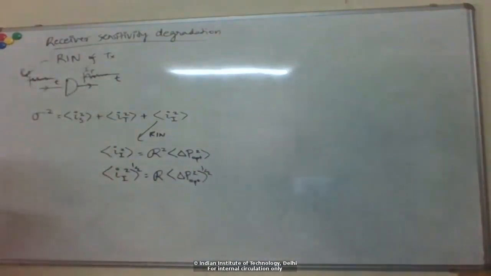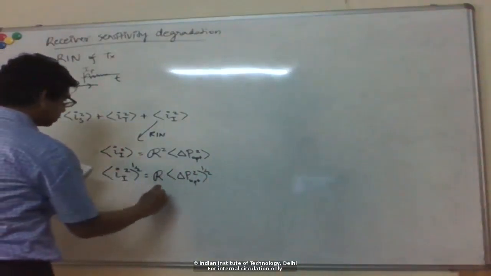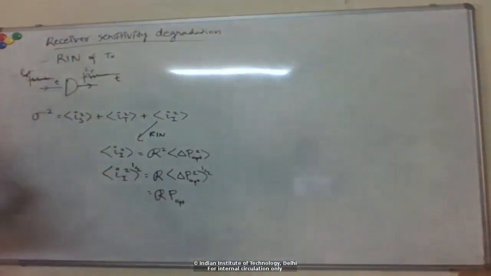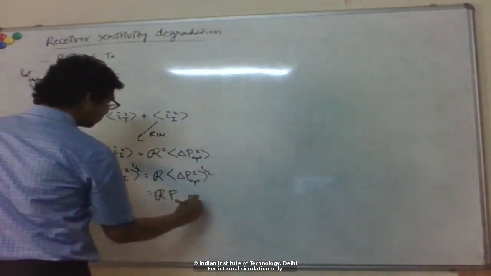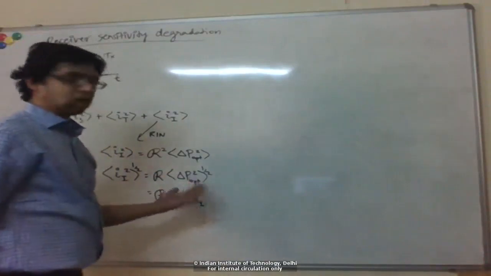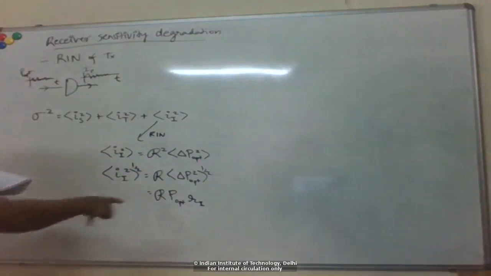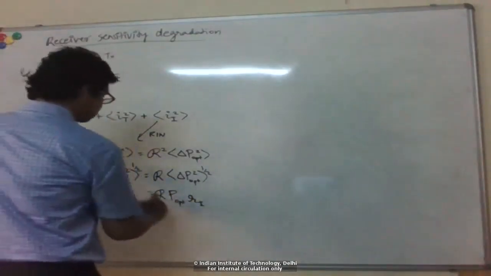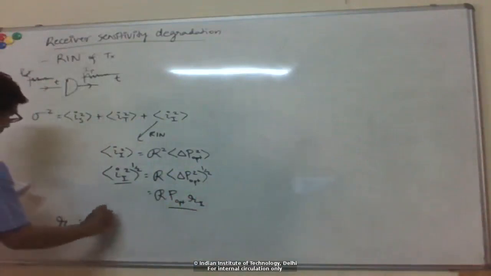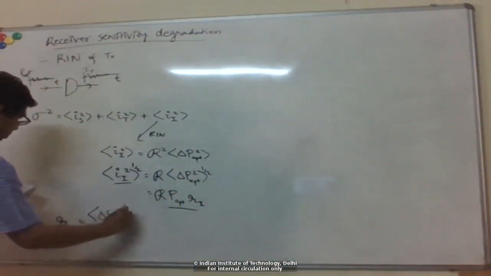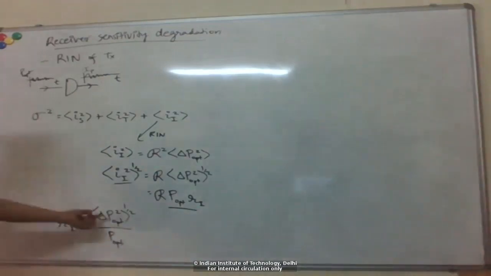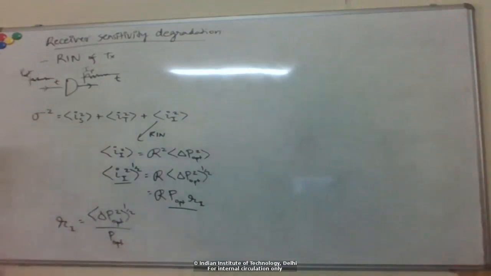Okay, and this you can write like the mean optical power times a factor Ri, which is basically proportional to the RIN of the laser. So from here you can see that Ri is basically the RMS noise optical power divided by the mean optical power.